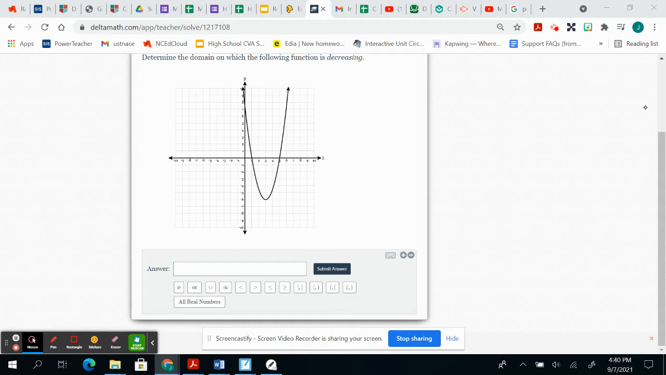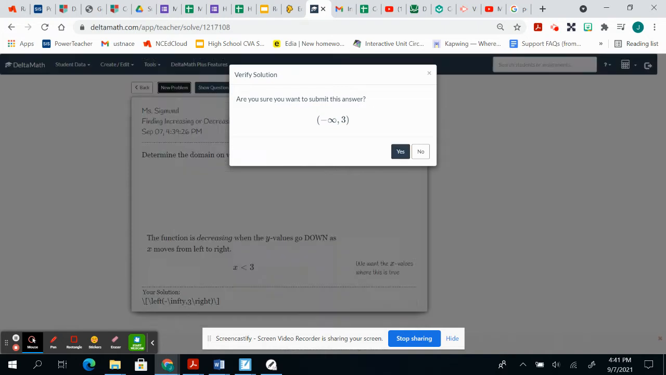So there's only one decrease and one increase. Here we're looking for decrease. So this is our negative infinity over here. We know that we are going to use parentheses because you can't stand on infinity. So negative infinity, and it's going to go all the way to our turn point. Our vertex is what matters, all of our vertexes, so the max and min points. Those x values are very important to this. So it goes all the way to a positive 3 for decrease. And then we can submit our answer.